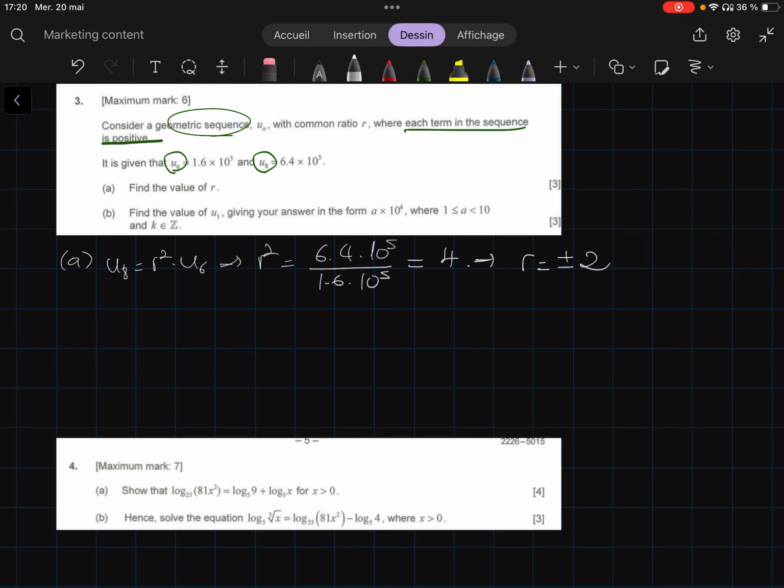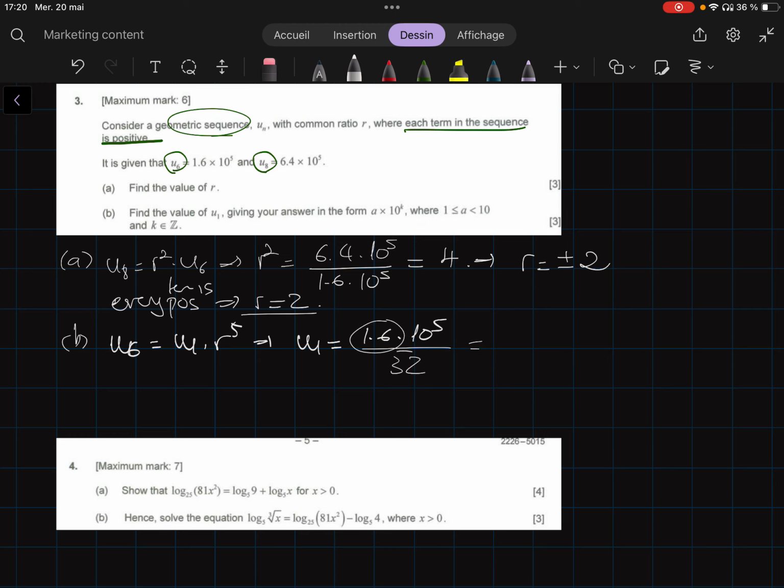However, every single term is positive. This implies that r has to be positive, and therefore r is equal to 2. B. Find the value of U1. U6 is U1 times r to the 5. And therefore U1 is going to be this divided by that.